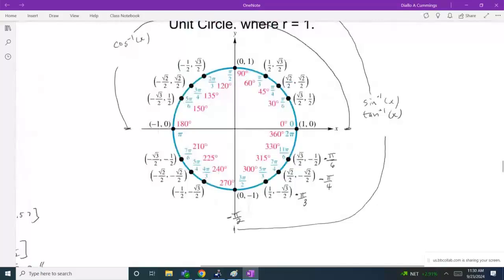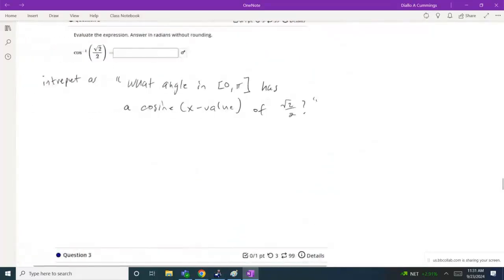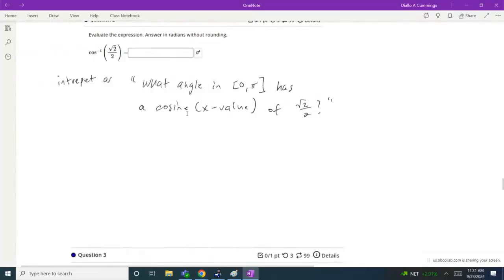So where's my unit circle? Okay. All right, so here's my unit circle. I'm going to look at all of my x values, and I'm looking for the angle that has an x value of square root of 2 over 2. And it looks like it should be the positive pi over 4 angle. So the angle in the interval from 0 to pi that has a cosine or x value of square root of 2 over 2 should be pi over 4.